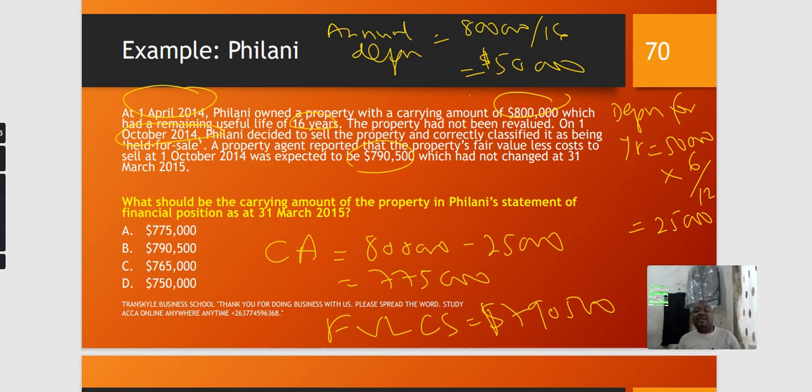So in this case, which one was the lower amount between the carrying amount and the fair value less cost to sell? Obviously, the lower amount was the carrying amount. So the answer there should be A, 775,000. That was the lower amount. Okay, let's proceed.